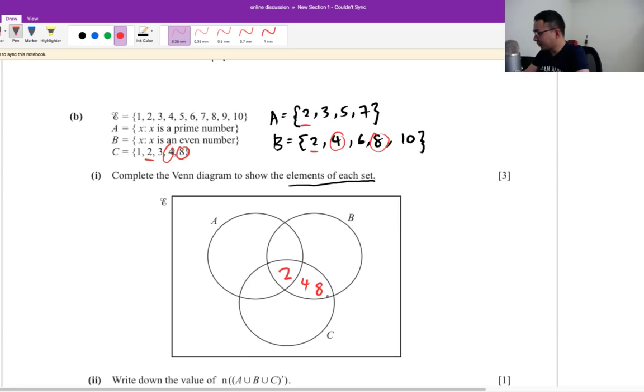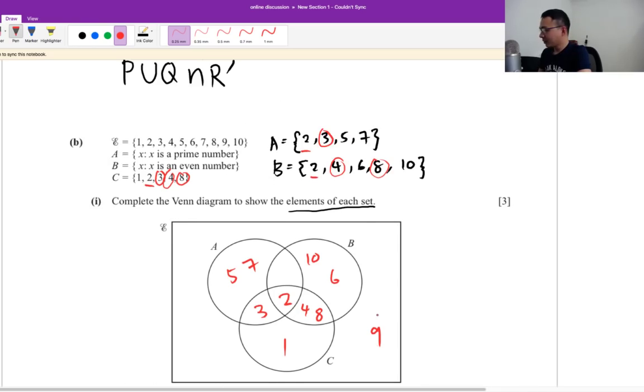Alright, so 2 we already used. 3 will be between A and C. Do you see? 3 will be between A and C. So I'll write a 3 here. And 2 is used already. This one is left with 5 and 7, so this one will be 2, 3, 5, 7. And then B will be 2, 4, 6, 8, 10. And then we have a 9 left. So 9 will be outside. Alright, so yep, then we're done with this part.